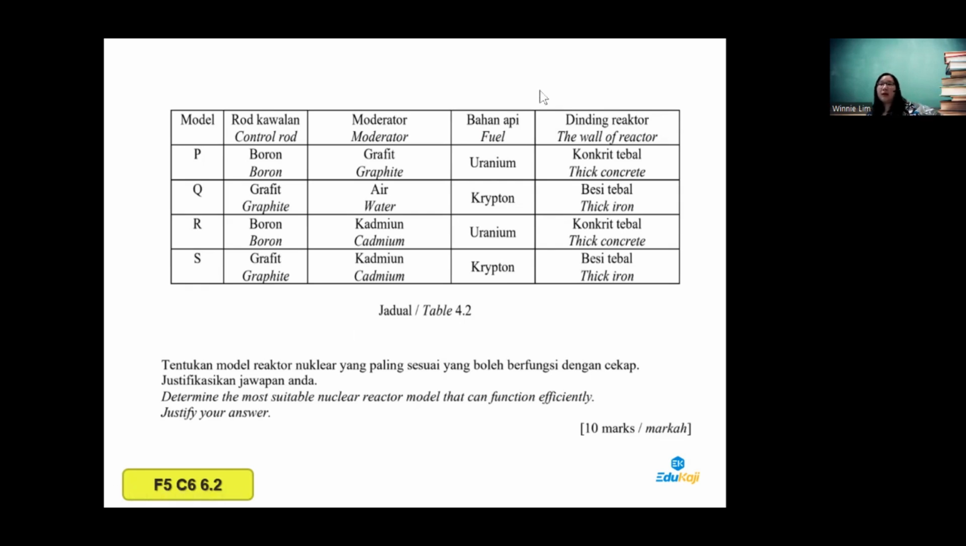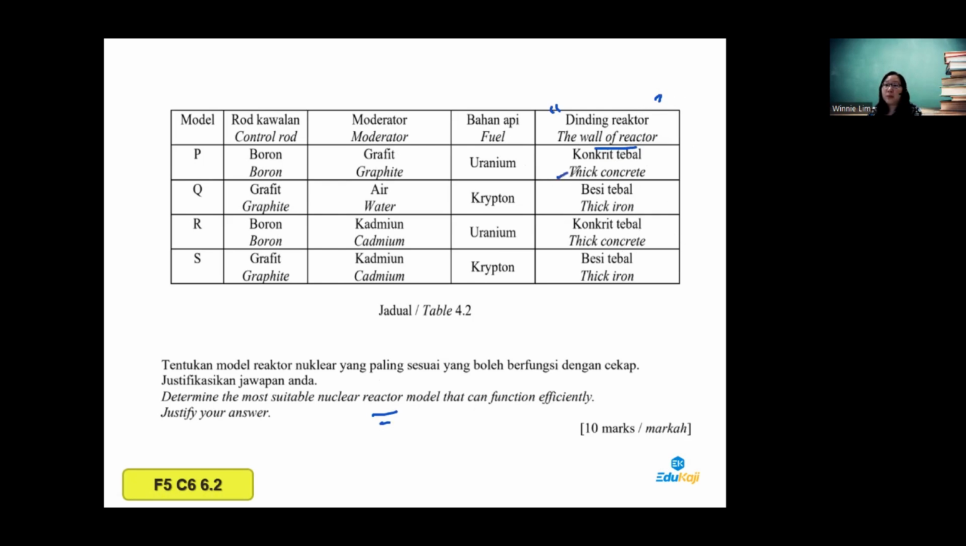Okay, again I will say you choose the characteristics that you have an idea about. So determine the suitable nuclear reactor model that can function efficiently. In terms of the wall of the reactor, I think you should choose which one, thick one or thin one?